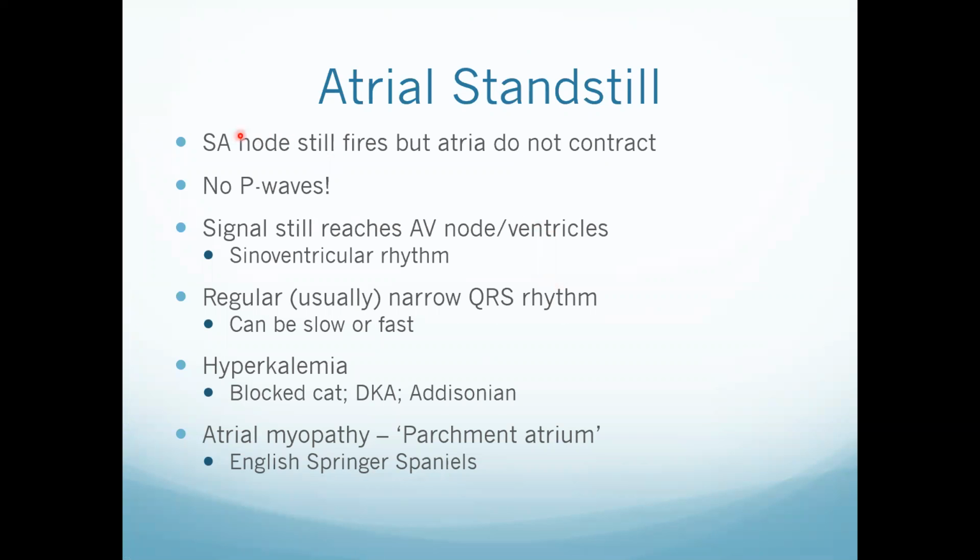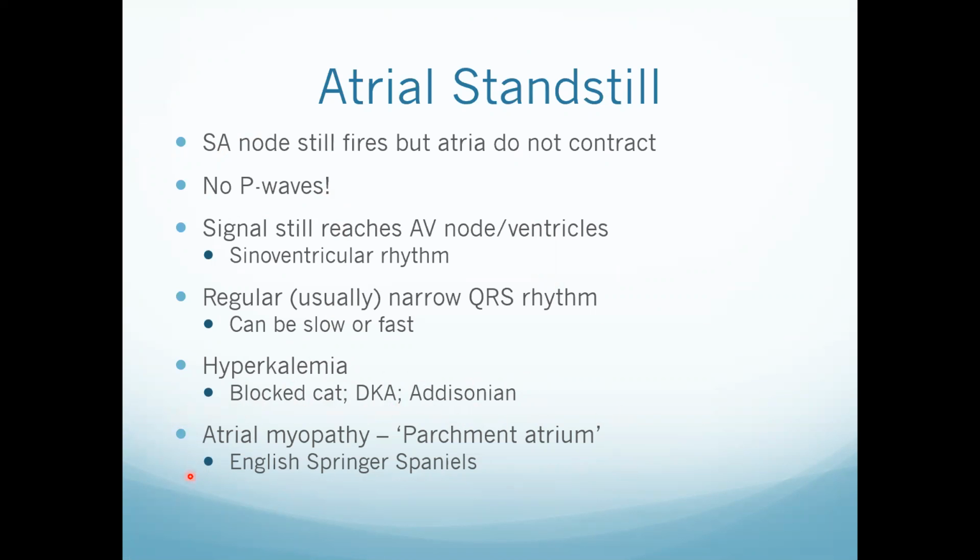Okay, so again, we don't have P waves. Hyperkalemia is going to be the most common cause, so we're going to see it with those blocked cats, those DKA cats or dogs, and in Addisonian dogs. Again, as it gets worse and worse, the QRS complex is going to start to look abnormal as well. And we can see atrial standstill for other causes.